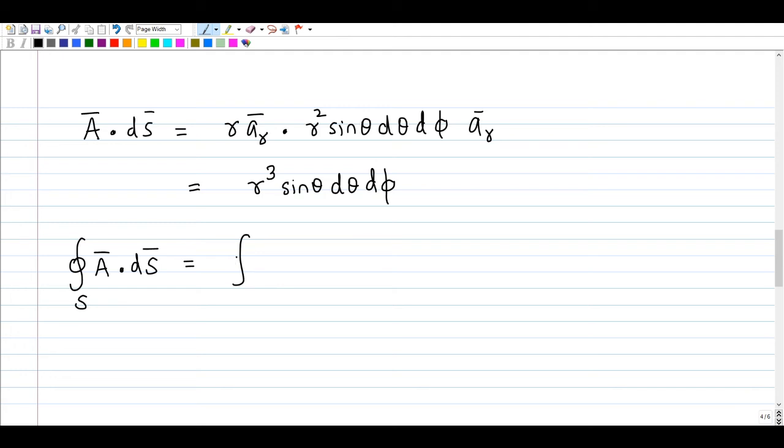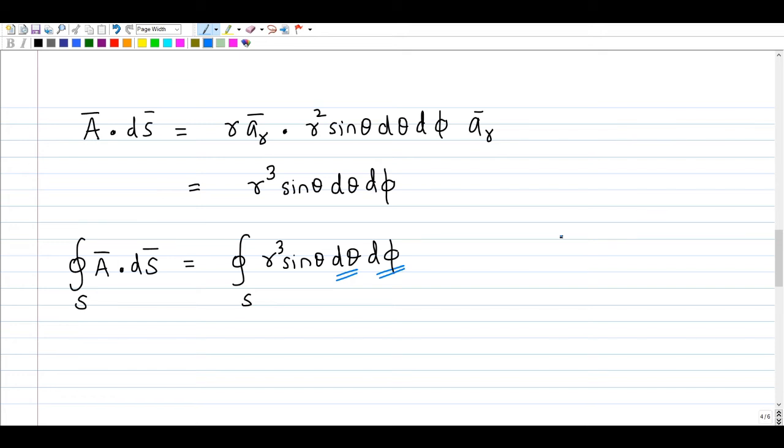So this is the surface integral R cube sin theta d theta d phi. If you look at this expression, you can clearly see that only theta and phi are varying. There is no variation in R. What is the value of R on the surface? If you move anywhere over the surface, the radius is fixed.